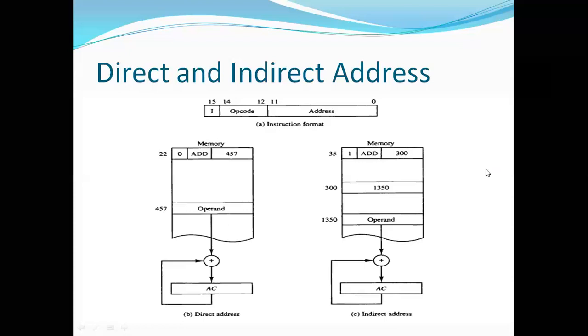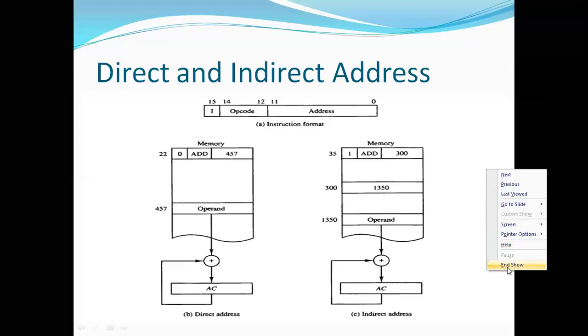Next we will deal with the execution and the instruction cycle.